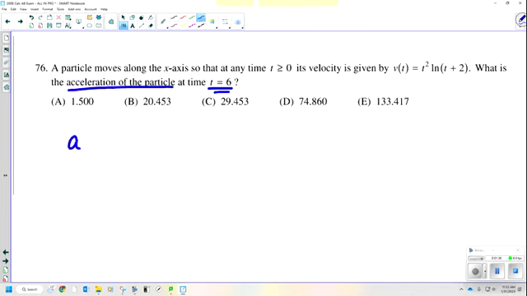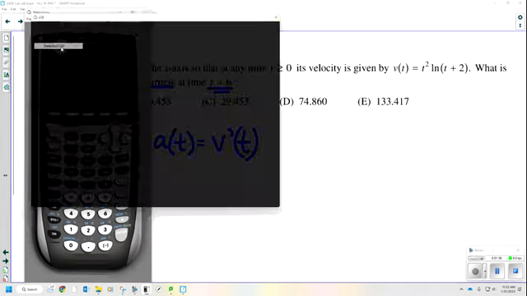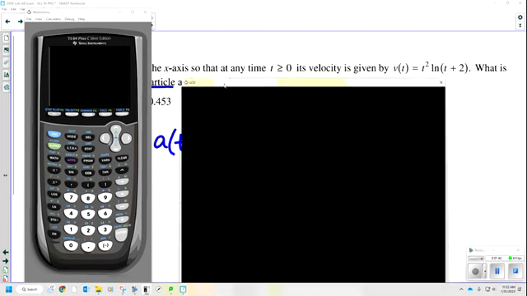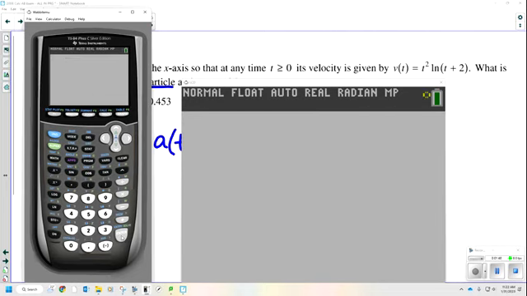We want acceleration at 6. But first, we need to know that acceleration of t is really the derivative of velocity. And it's a great thing we get a calculator here. So I am going to go to my calculator. The calculator will give us the derivative as long as we have a number to plug in for our variable of time. Our calculator will not give us an expression that's the derivative, but it will output a number if we have an input for that derivative.